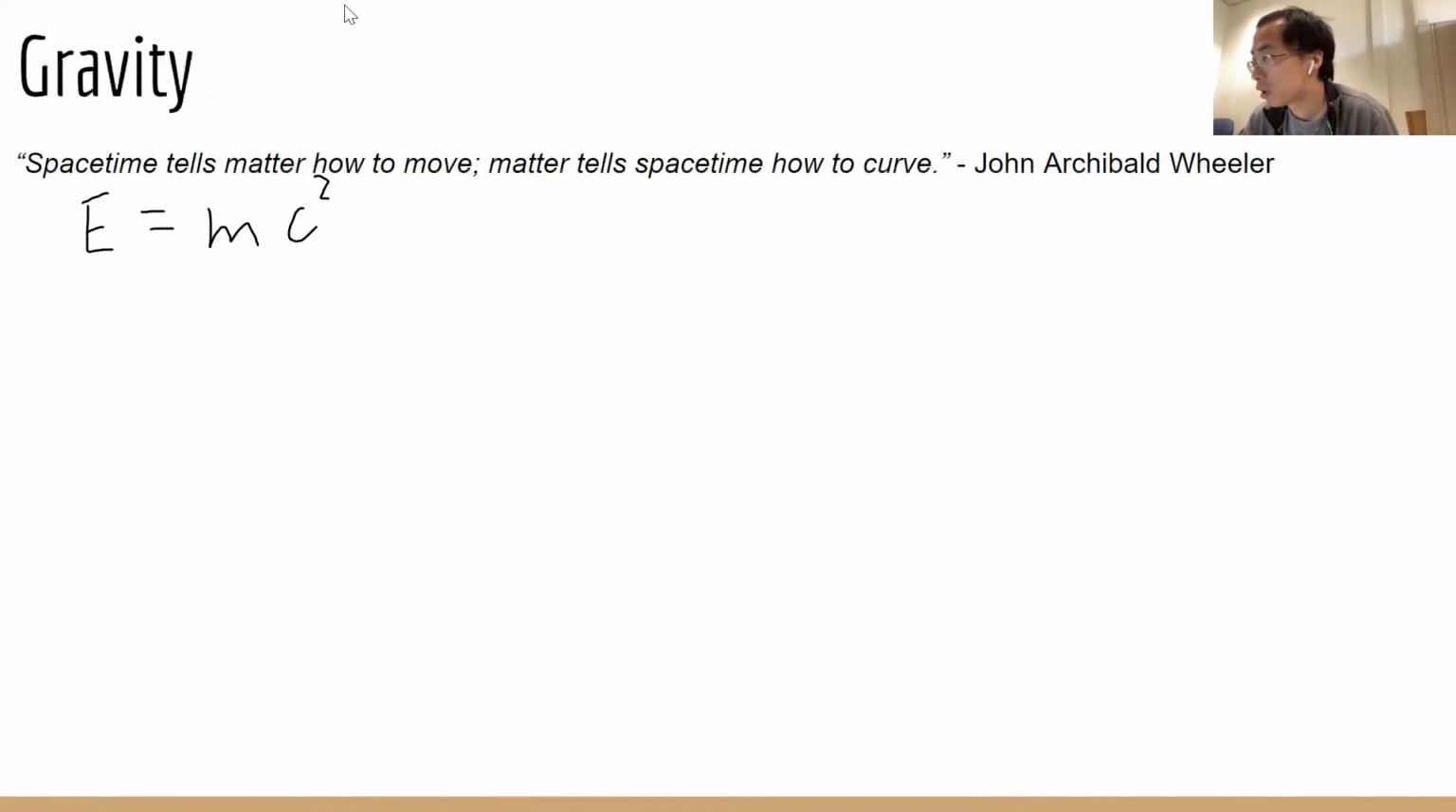Okay, yeah. And so this is succinctly summed up in the quote by the famous physicist John Archibald Wheeler, which is that space-time tells matter how to move and matter tells space-time how to curve, right? And so this is elegantly encoded by Einstein into what are called the Einstein field equations, which are the following.